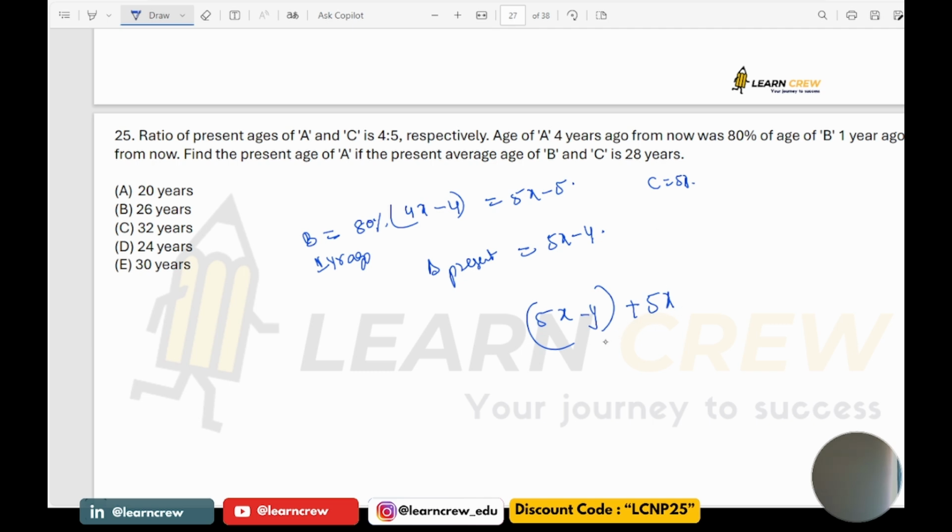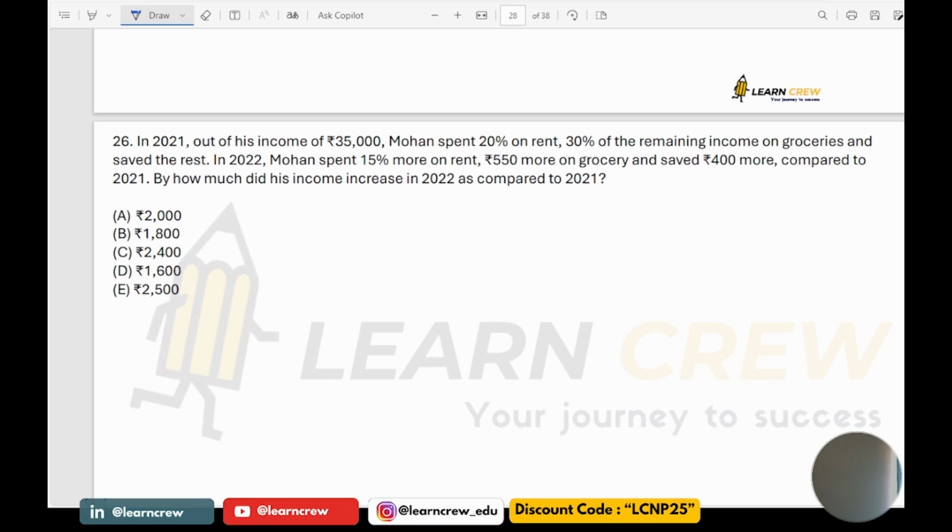C's age. Average is 28. So the sum is 56. From this you will get x as 6. So the present age of A is 4x, 4 into 6, which is 24. You can also check through options.